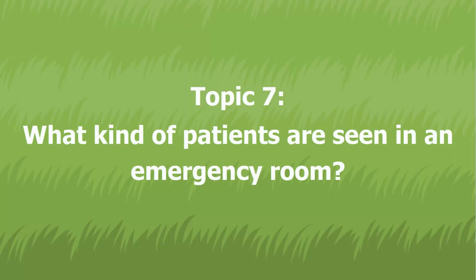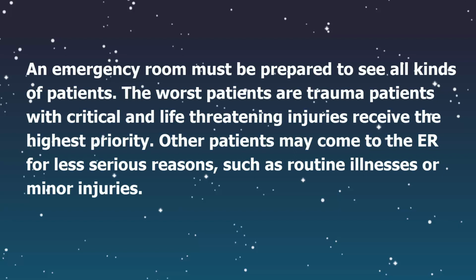Topic 7. What kind of patients are seen in an emergency room? An emergency room must be prepared to see all kinds of patients. The worst patients are trauma patients with critical and life-threatening injuries, who receive the highest priority. Other patients may come to the ER for less serious reasons, such as routine illnesses or minor injuries.